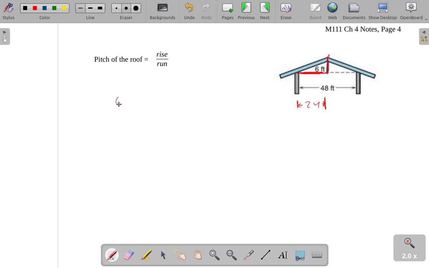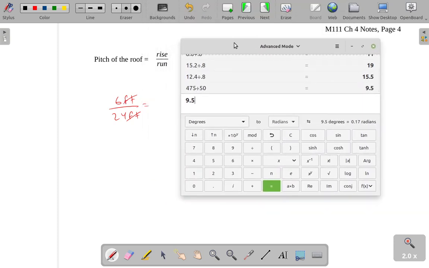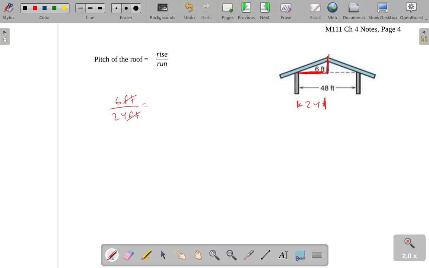sides, but in any case, we would do 6 feet over 24 feet, because this is the rise, 6 feet, and the run is 24 feet here. We can cancel out the feet with the feet, because again, we can treat those pretty much the same way we do factors. And if we want to reduce this, I can see that 24 divided by 6 comes out evenly. So therefore 6 is a factor of 24.